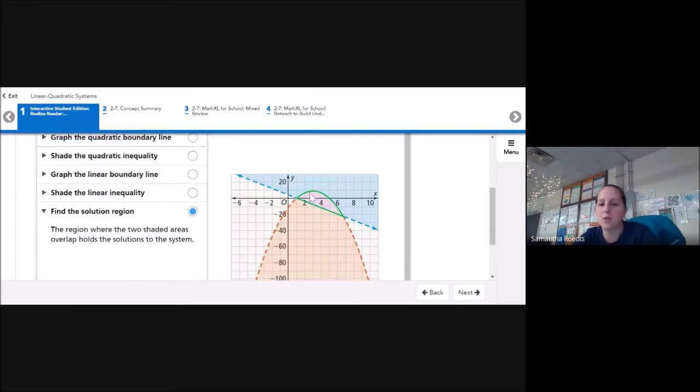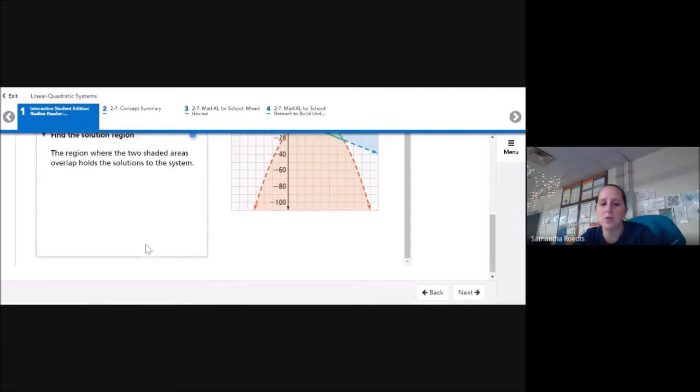So the solution is the green. The region where the two shaded areas overlap holds the solution to the system.